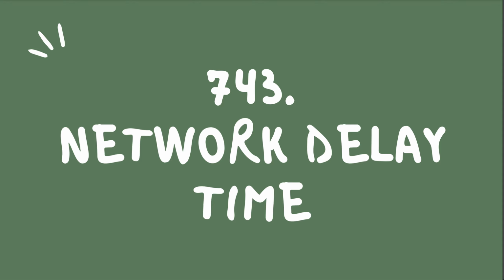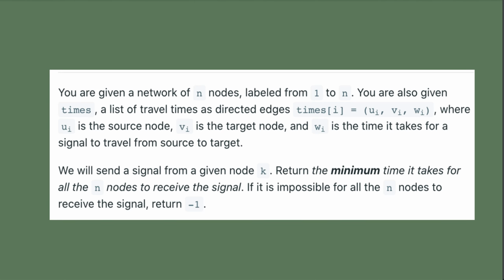Hello, today we're going to be looking at problem 743, network delay time. So you are given a network of n nodes labeled from 1 to n.